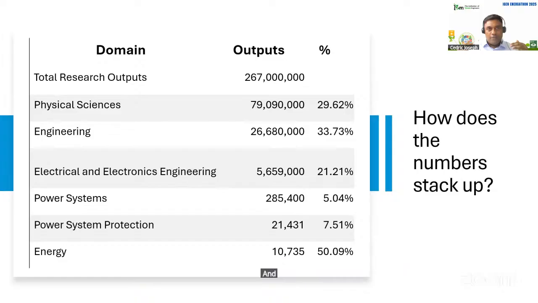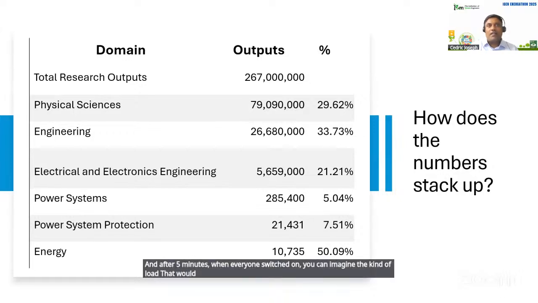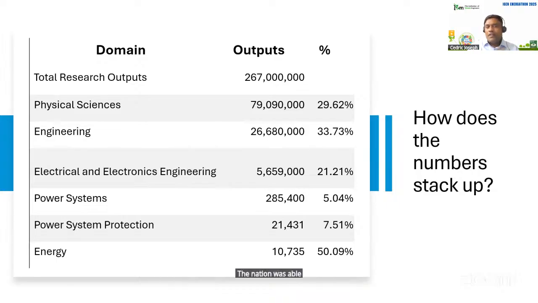And after 5 minutes, when everyone switched on, you can imagine the kind of load that would have hit these power grids when literally every single house in India switched on the power. And it is due to power system protection and relays that the nation was able to bear this extreme load. Not just that, power system is a very niche area.